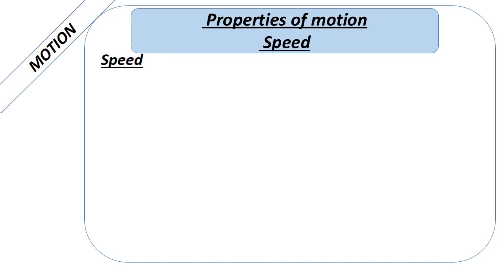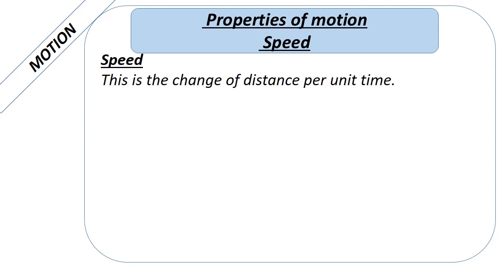The next property we're going to take a look at is speed. What is speed? Speed is the change of distance per unit time. What this means is, given a specific amount of time, let's say 1 second, how much distance does a moving object cover? That's what speed is.